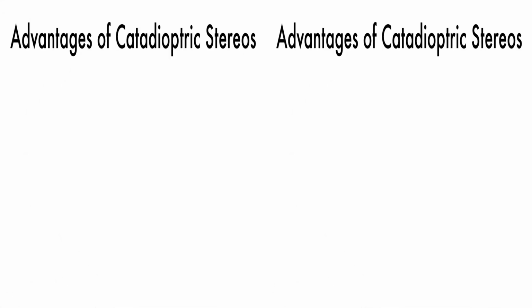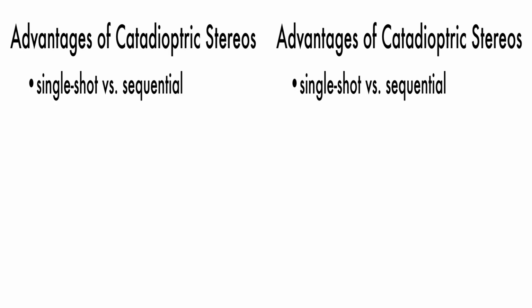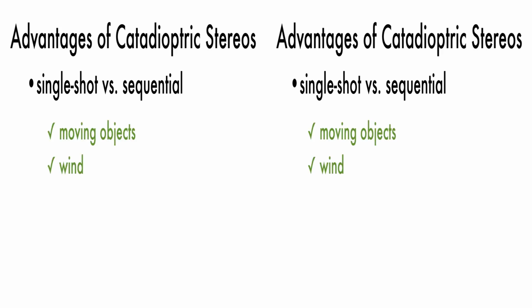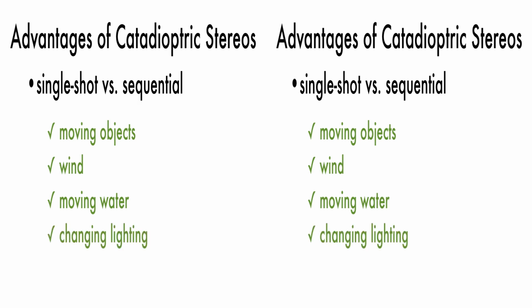So, why take catadioptric stereos? For starters, if you're like me and wind up shooting most often with a camera phone or similar, you know that the sequential stereo method, aka cha-cha, has certain problems and limitations. But when you shoot with a mirror, you capture both halves of a stereopair simultaneously, which enables you to take stereos of scenes with moving objects, wind, moving water, changing lighting, etc.